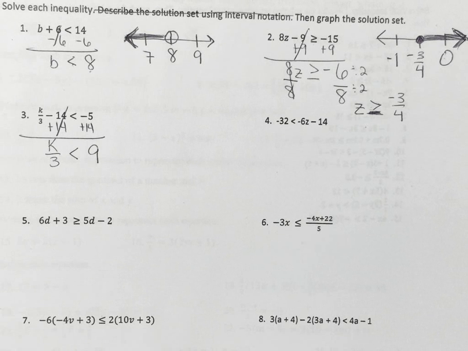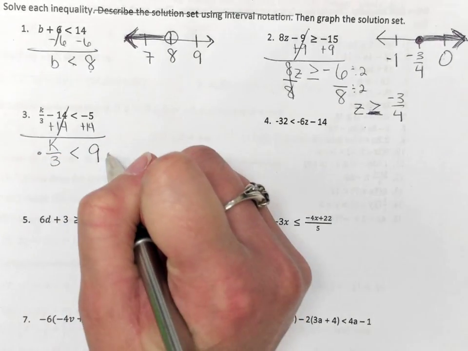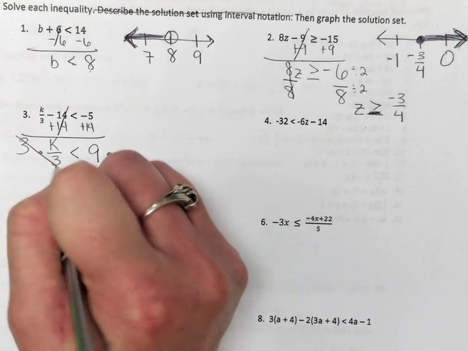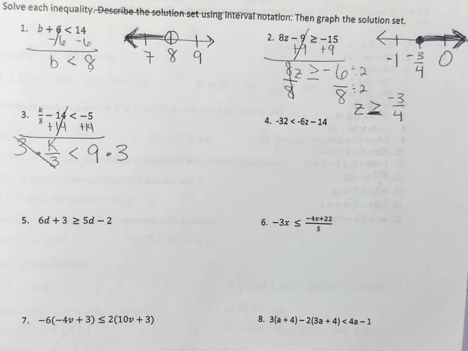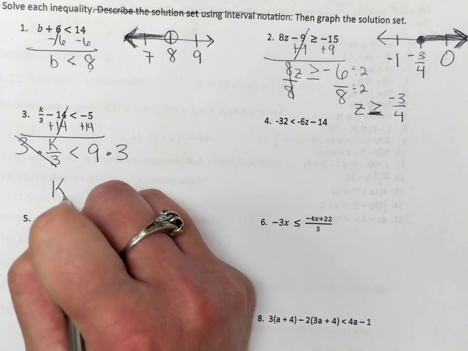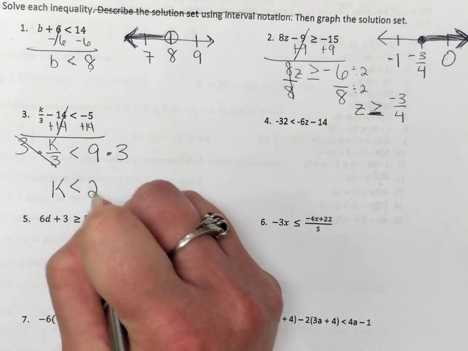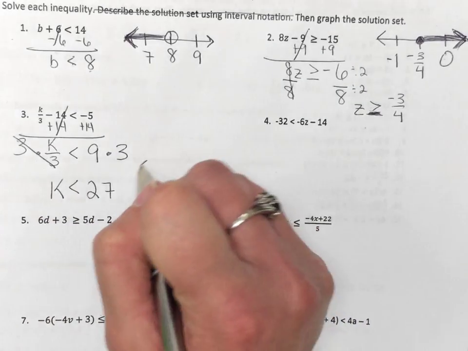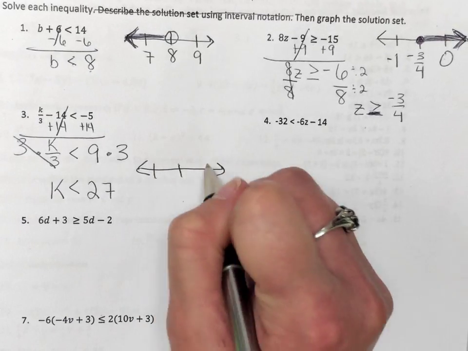And then, Blake, can you tell me what I do next? Multiply, there you go, very good. And then, Peyton, can you tell me what I have left when I multiply by 3? 27, very good. And I'm going to draw my graph.